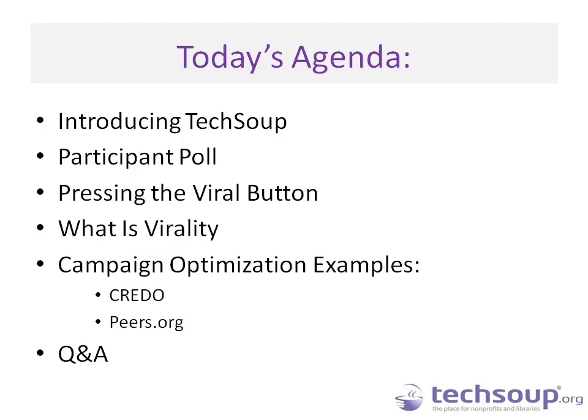means, and is that a real thing that you can just do, or is it a little bit of a misnomer? And also, what is virality? And then he's going to give us some examples of campaigns that have been optimized and what the differences are between one that's been optimized and one that's not, and what the impact is on their numbers when they're able to optimize. And then we'll have time for Q&A.